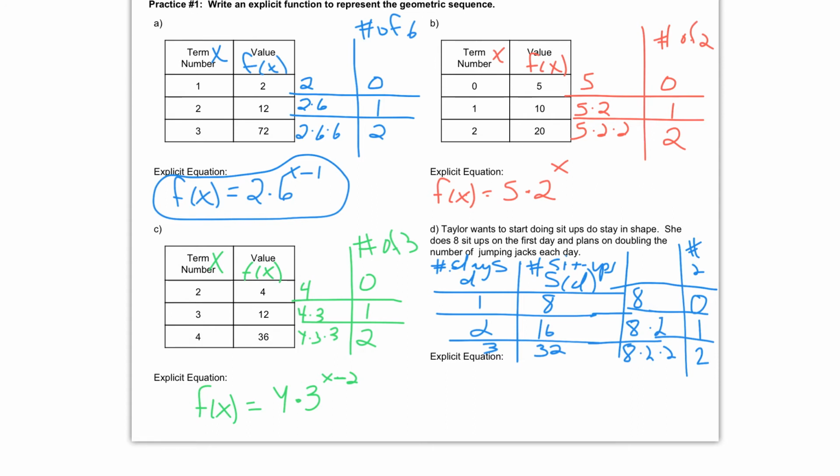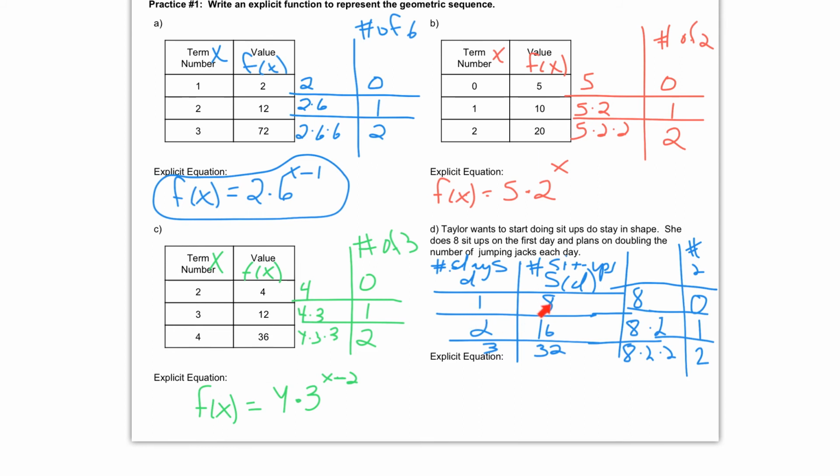And then finally we have letter D. Letter D was actually a word problem that you had to read through. And after you read through that word problem, I advise to set up a table. So I set up a table. We're talking about number of days. I labeled that as D, compared to the number of sit-ups, which I labeled as S of D. And it said on the first day it was 8 sit-ups. So the first day, 8 sit-ups.